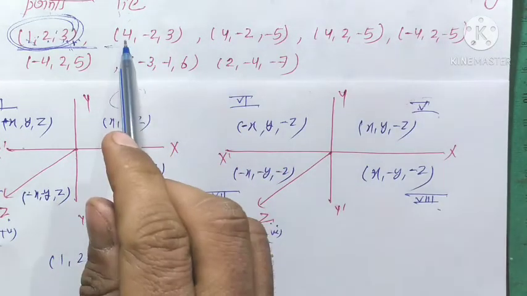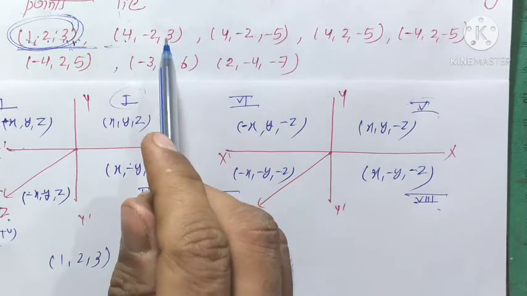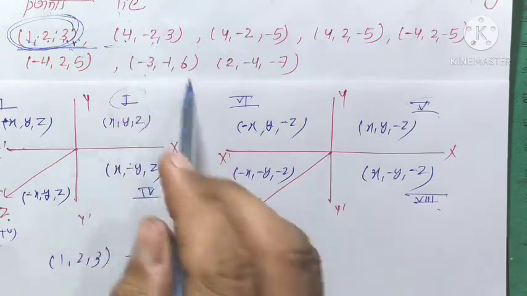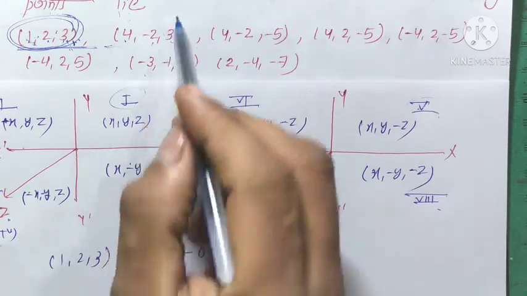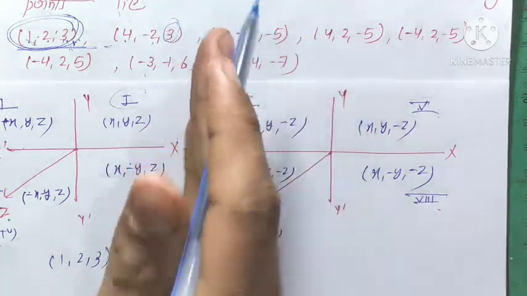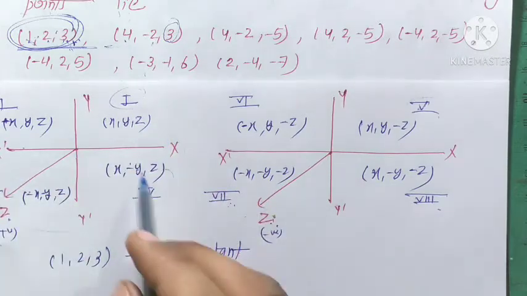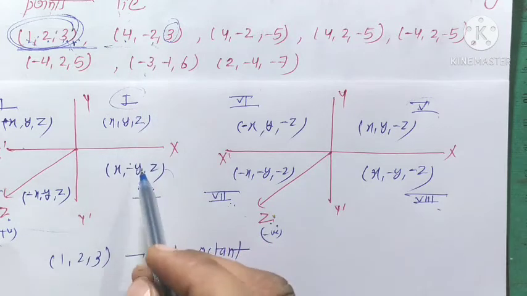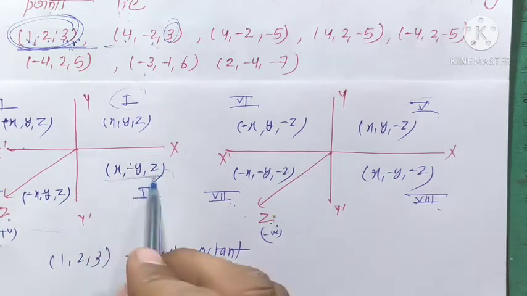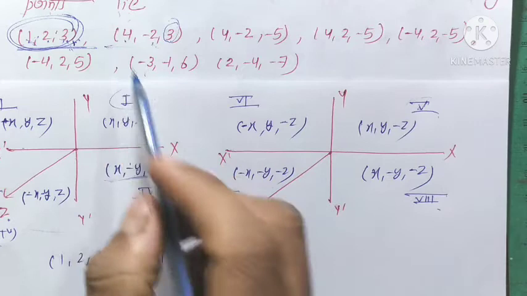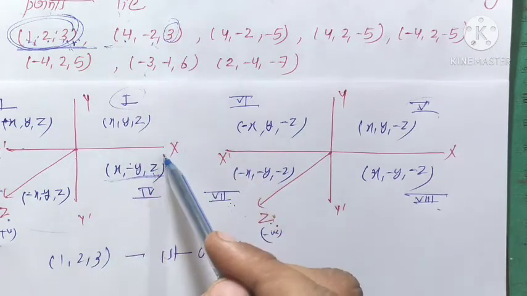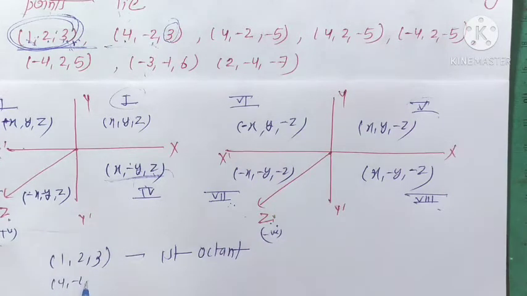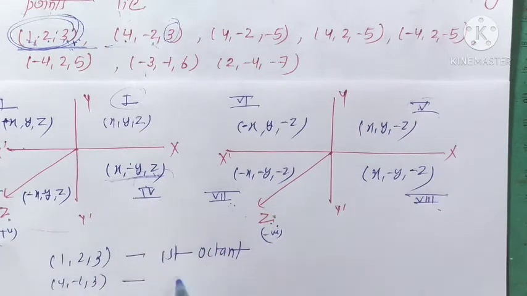Here the x coordinate is positive, the z coordinate is positive, but the y coordinate is negative. So which case is this? Z is positive, so we look only at this side. Only y is negative here. So y negative is in which case? This case. So x coordinate positive, z coordinate also positive, but y coordinate negative. So 4, minus 2, 3 lies in which octant? Fourth octant.